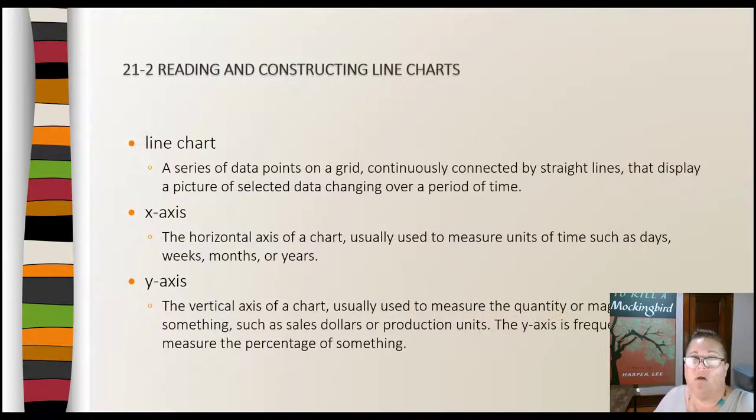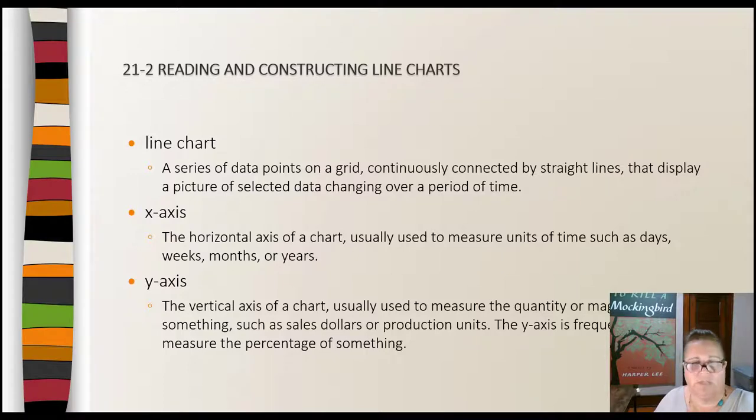The second goal of Chapter 21 is reading and constructing line charts. Now, a line chart is a series of data points put on a coordinate grid. They are continuous and connected by straight lines. And what they are used for is the display of data changing over a period of time.